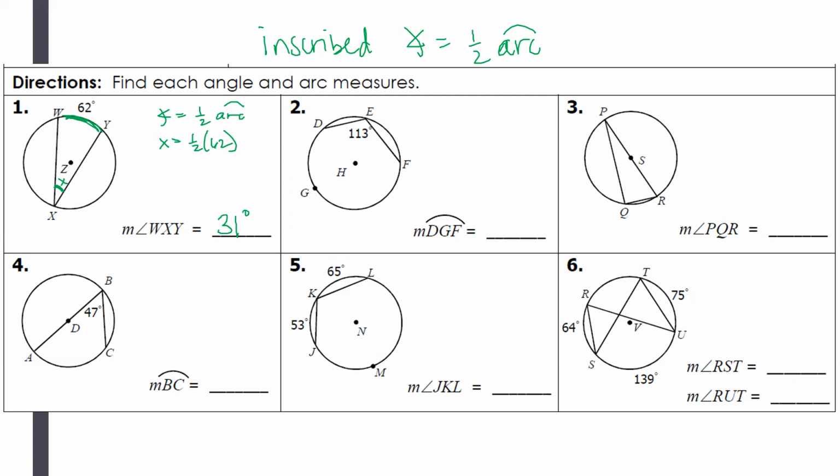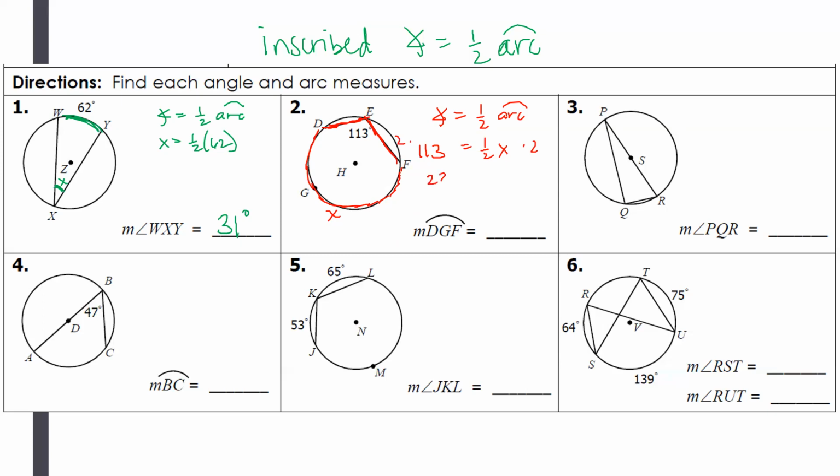Number 2, we have angle DEF. We know that's 113. And the arc inside of it is arc DGF. So the angle will be half of the arc inside of it. The angle was given to us this time. We're looking for the measure of the arc. And you can call that arc whatever variable you want. I like x. Well, to get rid of this 1/2, I'm going to need to multiply both sides by 2.